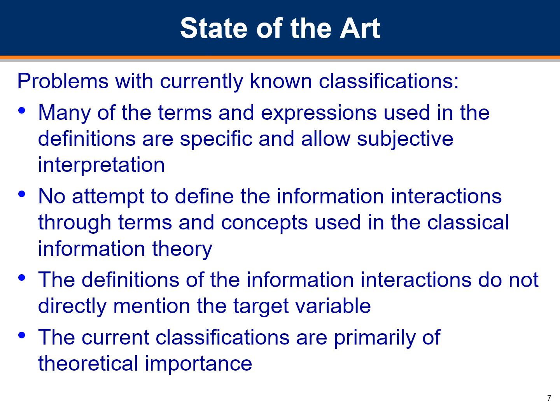Although the main topic is information, no attempt has been made to define the information interactions through terms and concepts used in classical information theory. The definitions of the information interactions do not directly mention the target variable. However, if the configuration of the sensors in the fusion system is not determined in the context of the target variable, this may lead to ambiguity. The current classifications are primarily of theoretical importance, as there is no proposed procedure that shows how to apply them in practice.